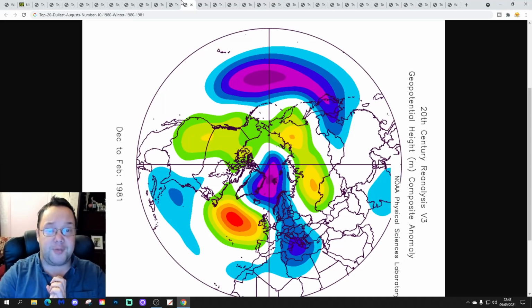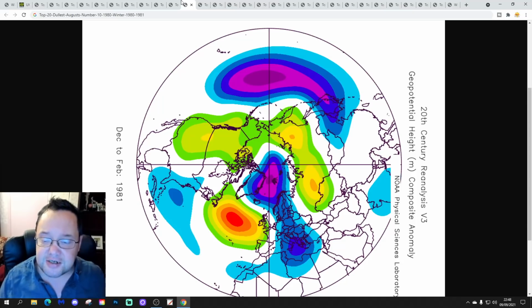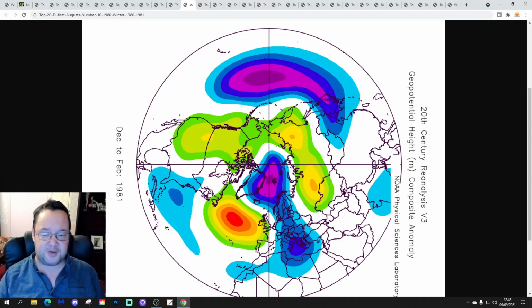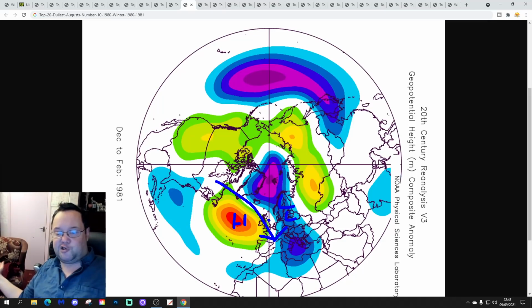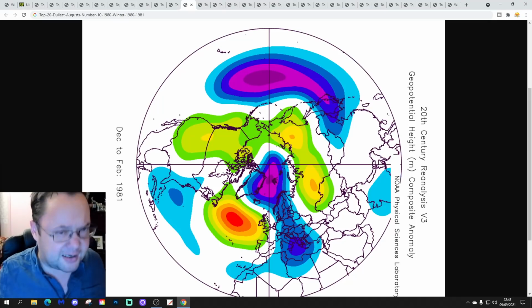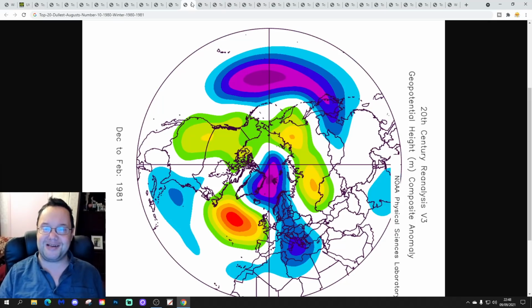Right, this is how number 10 is looking. It's 1980, 1981. It's back again. So this one, again, will be above average heights out to our west, and below average heights to our east, winds in from a northwesterly direction. Look at that, everyone. Just have some cold snaps as the winter progresses.